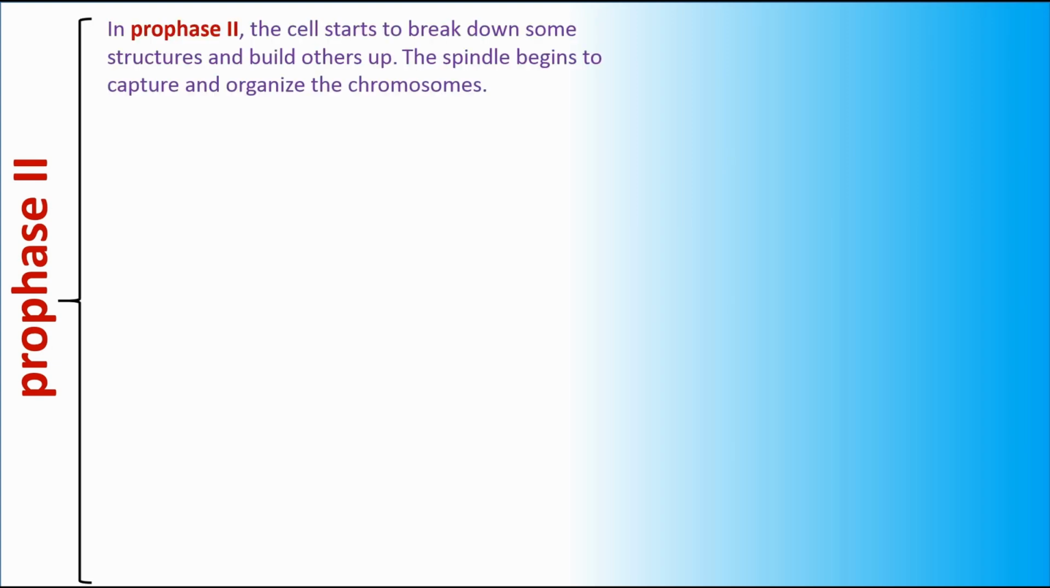Prophase II. In Prophase II, the cell starts to break down some structures and build others up. The spindle begins to capture and organize the chromosomes.